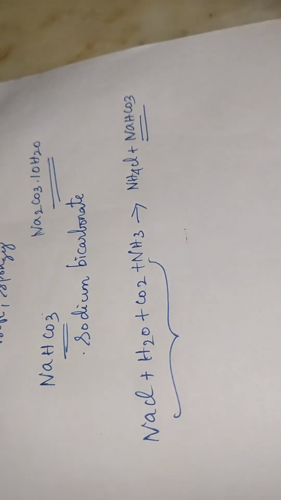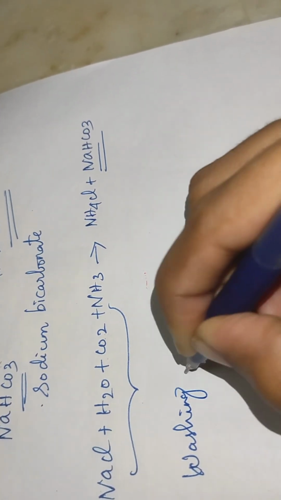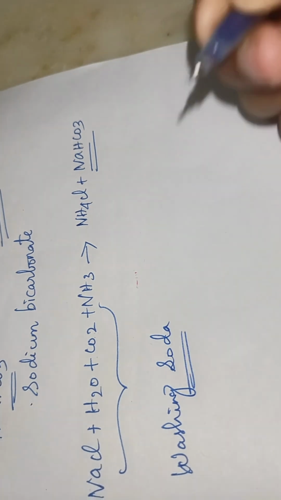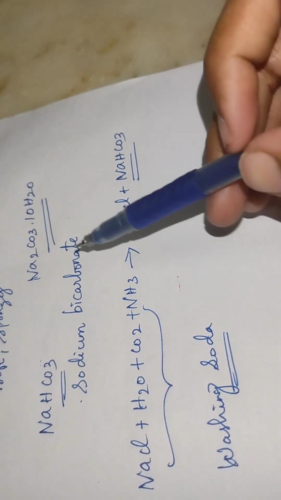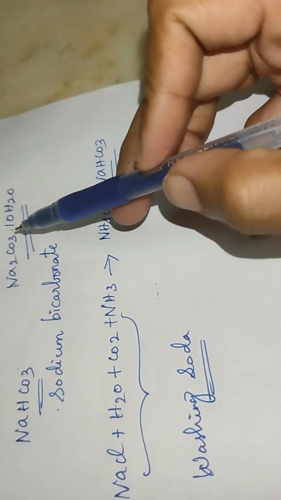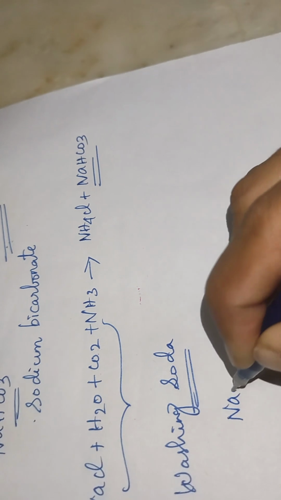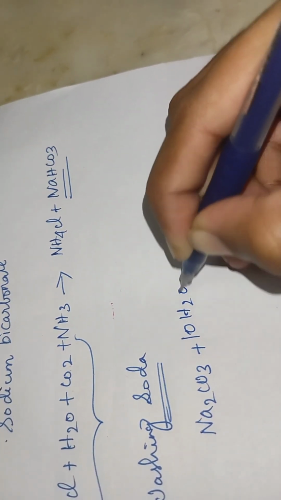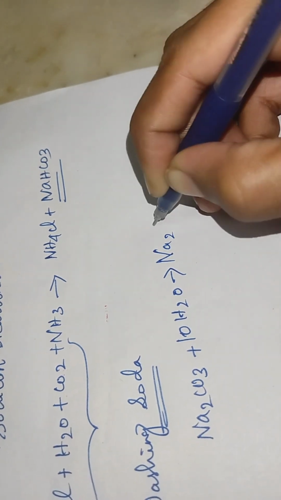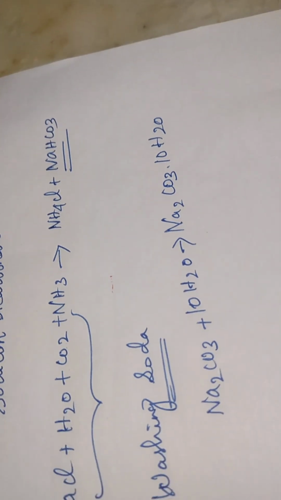Then the next one is washing soda. Washing soda is used for washing clothes. How many water molecules are present in washing soda? 10 water molecules. This preparation equation is very easy. We take sodium carbonate and add water molecules to it, so automatically washing soda will be prepared.